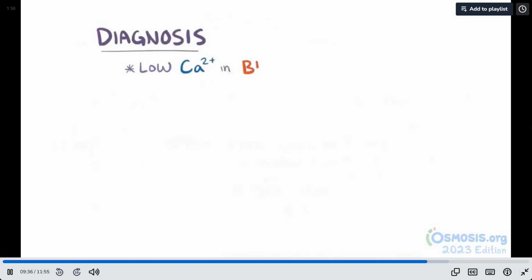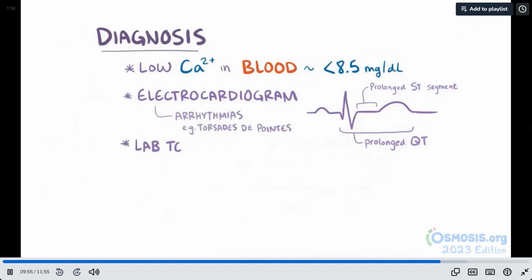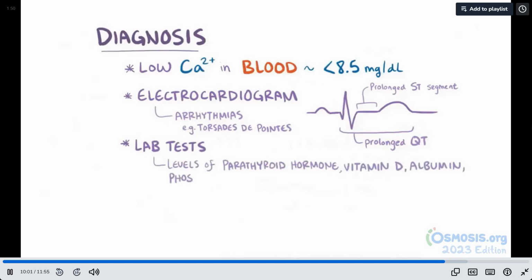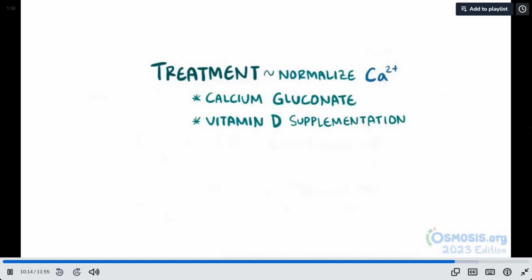Hypocalcemia is diagnosed based on a low level of calcium in the blood, generally below 8.5 milligrams per deciliter. Also, an electrocardiogram might have changes like a prolonged QT interval, prolonged ST segment, and arrhythmias, like torsade de pointes and atrial fibrillation. To identify the cause, lab tests are typically done, which includes tests for parathyroid hormone, vitamin D, albumin, phosphorus, and magnesium. In hypocalcemia, the main goal is to normalize calcium levels using formulations like calcium gluconate, and if appropriate, vitamin D supplementation.